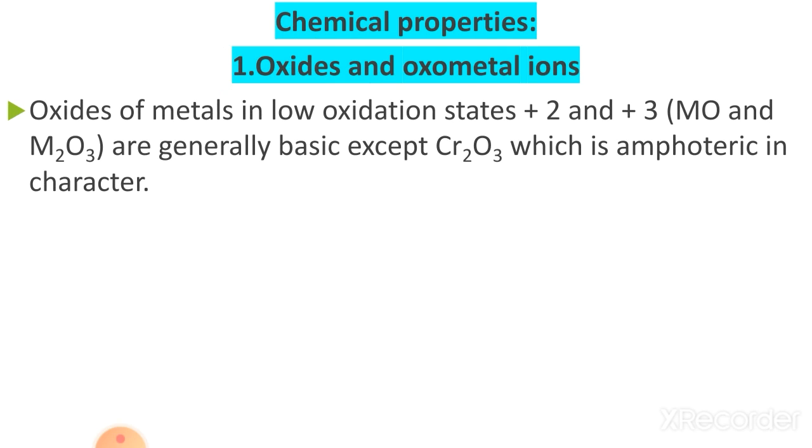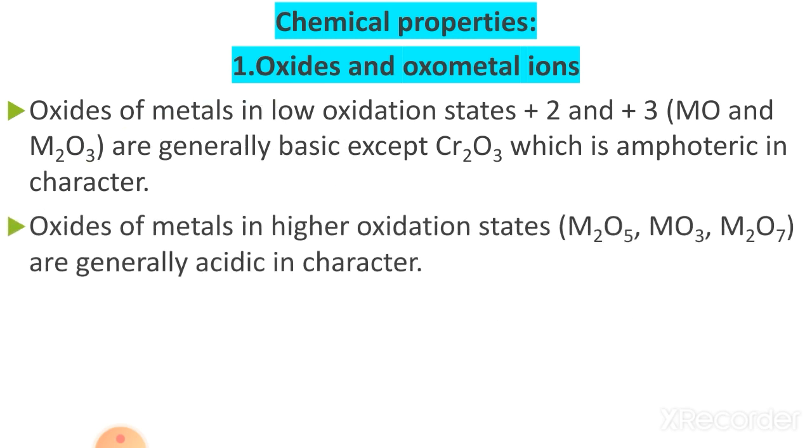The oxides of metal in low oxidation states, that is +2 and +3, that is MO and M2O3, are generally basic except Cr2O3, which is amphoteric in character. Similarly, the oxides of metal in higher oxidation states, that is M2O5, MO3, M2O7, are generally acidic in character, but this is not a hard and fast rule. For example, V2O5, that is vanadium pentoxide, contains +5 charge, that is the maximum oxidation state, but it is amphoteric.